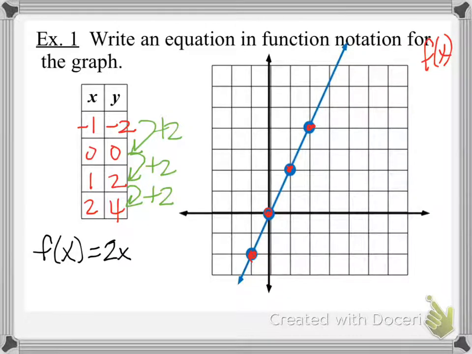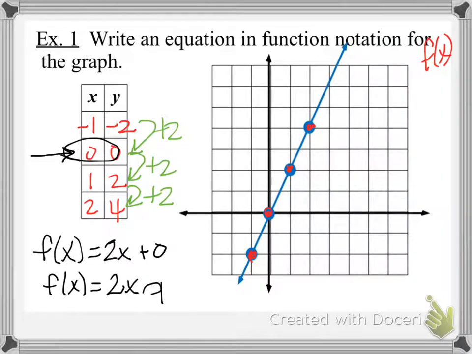2x. Now you want to find the 0th term. That is right here. When x is 0, what is y? Y is also 0. So you can write the plus 0 on the end if you want, but your equation is just f of x equals 2x. That's all you have to do. Now, because this line runs through the origin, this relationship is proportional.